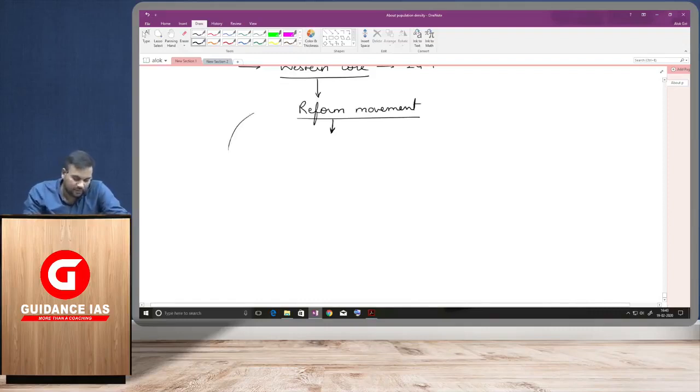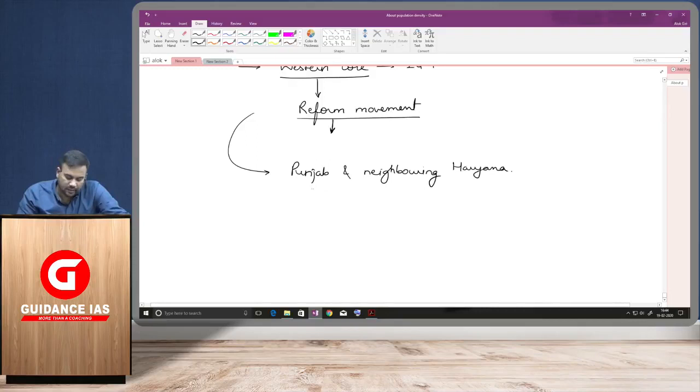Now, very importantly, we find that the main concentration of Sikhism is found in Punjab and neighboring Haryana. Punjab and neighboring Haryana. There are two main reasons. One, it has originated from here.